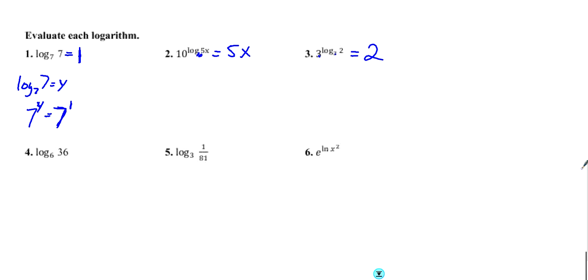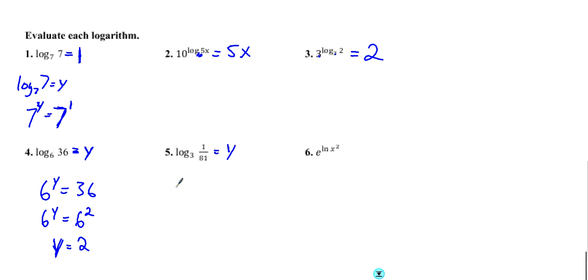Okay, number 4. This one, I'm going to have to change it to its exponential. Or think of it this way, 6 to what power gives me 36? But if I change it to its exponential, it's 6 to the y power equals 36. 36 is 6 squared. So y equals 2. You can think of it that way.